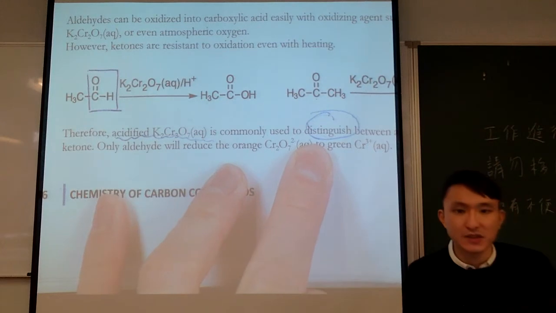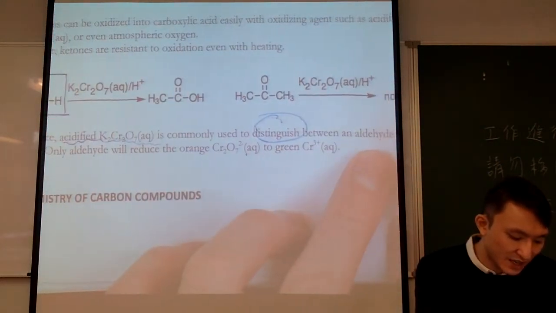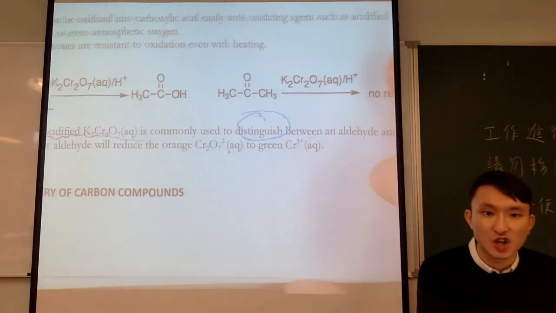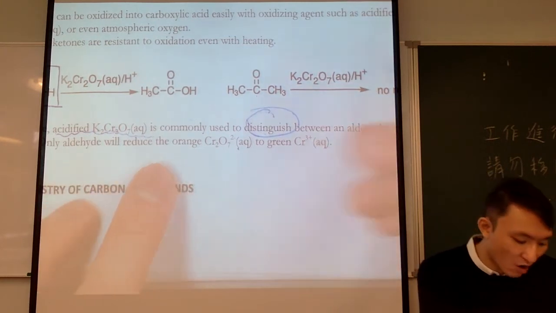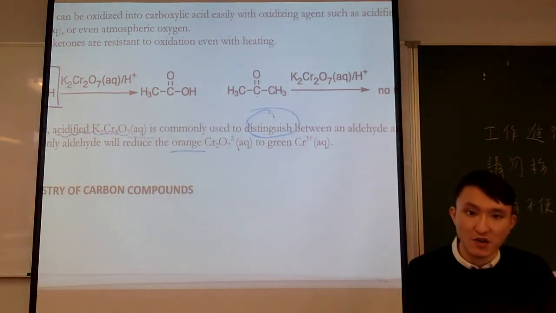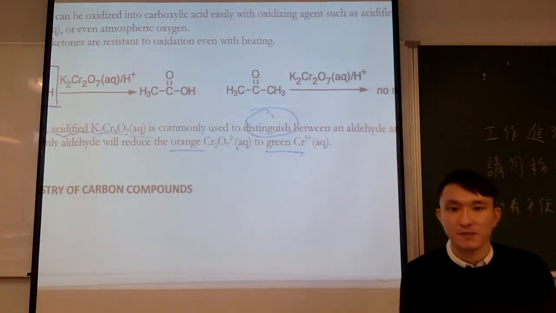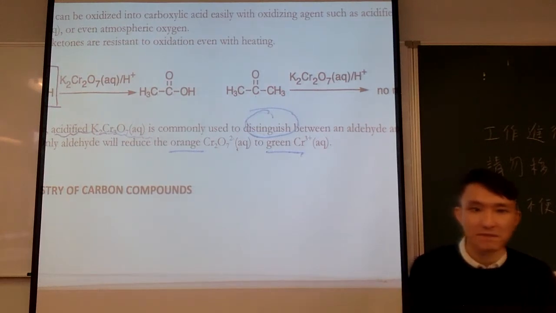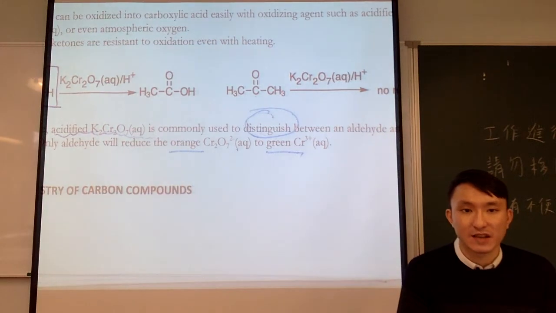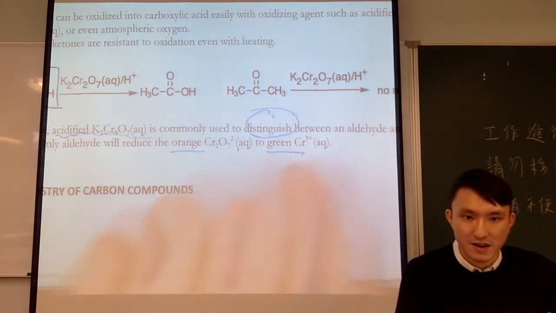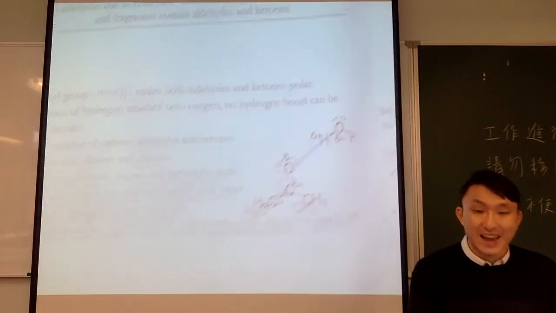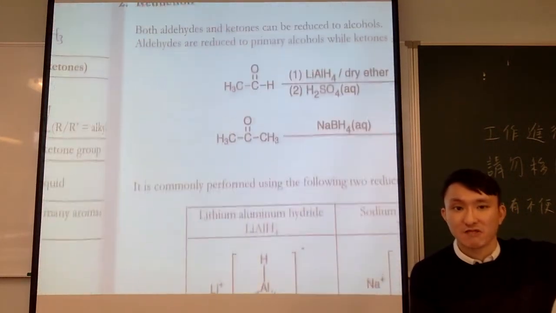Okay, it's commonly used to distinguish between aldehyde and a ketone. So only aldehyde will reduce the orange dichromate ion into green chromium(III) ions. Okay, so bear in mind this one was frequently asked, to distinguish between aldehyde and ketone. Okay, bear in mind.